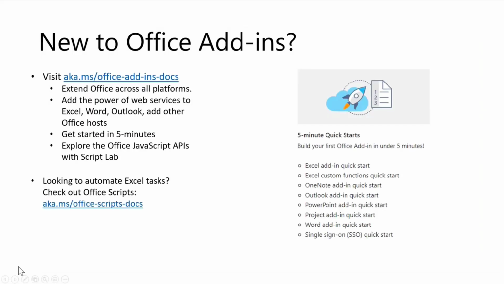So that's it for the call today. If you're tuning in, trying to get a feel for what's up with the Office platform and Office add-ins, I'd encourage you to go to our Office add-in documentation and try out our tutorials and quick starts. You can get a fully working add-in within 5 minutes. The quick starts are a good way to test out and get your feet wet with the code. If you're looking to just automate Excel tasks, check out Office Scripts. That's our online code-light solution for automating Excel and integrating with Power Automate.